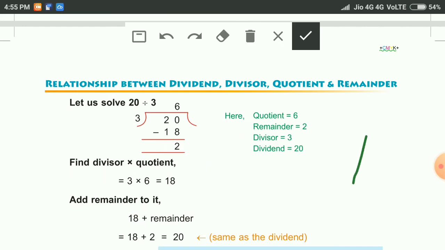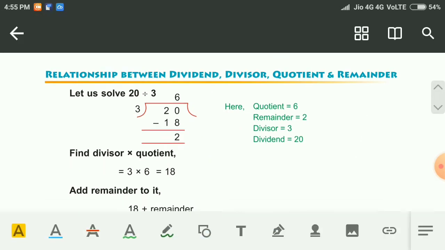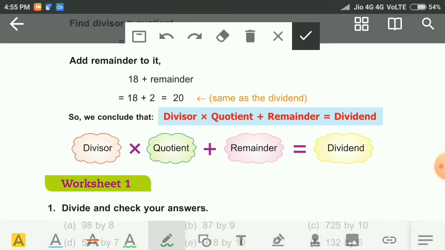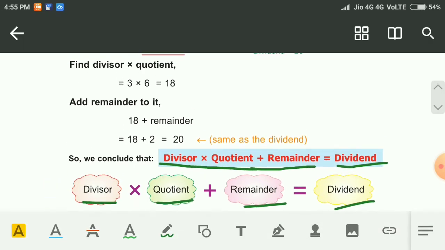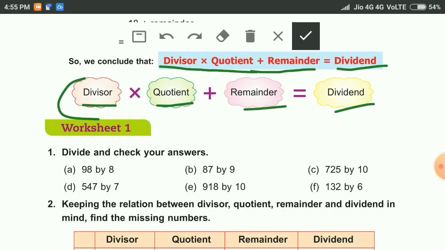So we can write here: divisor into quotient plus remainder is equal to dividend. In this way we can check our answer. After dividing a number, if we find this, then our answer is correct. We will do it on the next page.